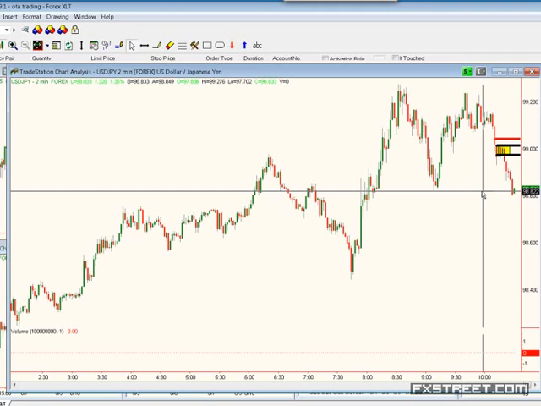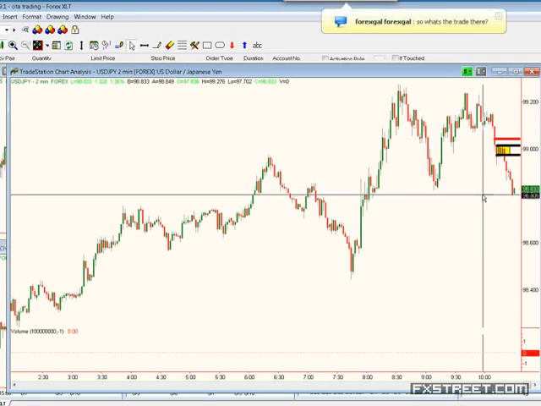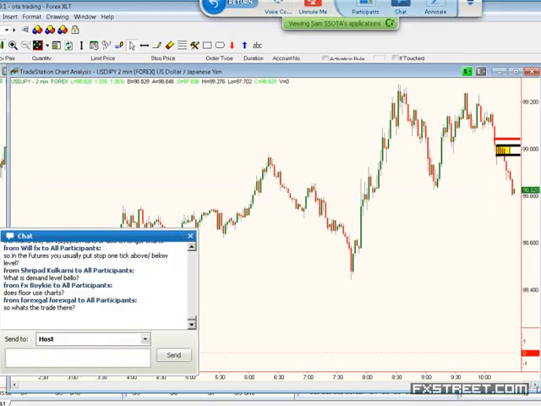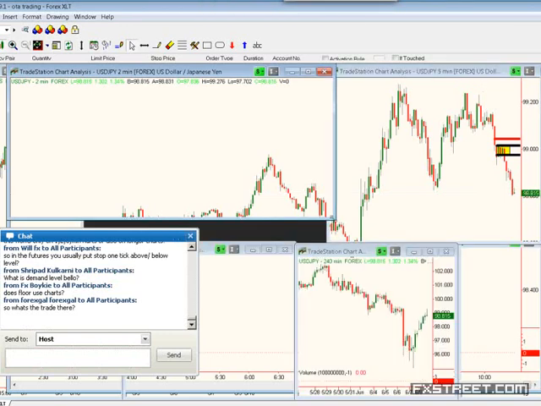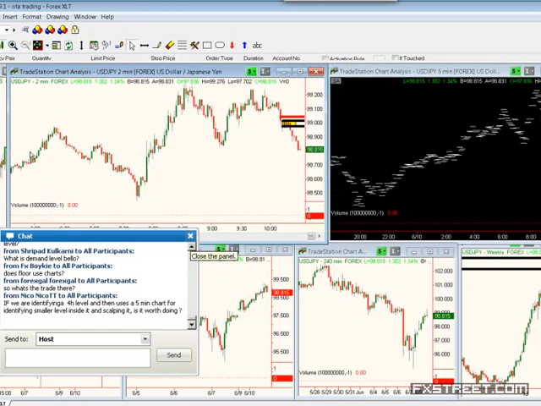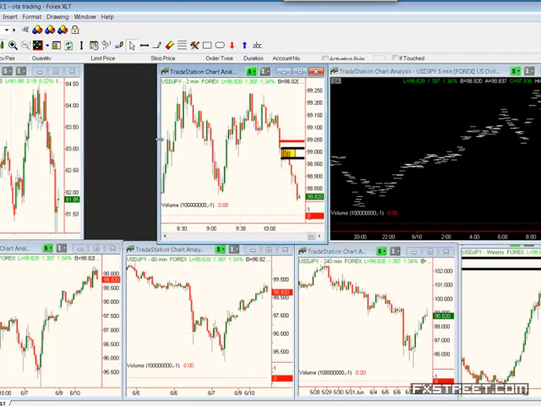FX, there's not much floor trading that goes on anymore, number one. Number two, no, most people, even back in the day when floor trading was huge, most people did not use charts because they had the orders. You'd hardly see anybody looking at a chart.